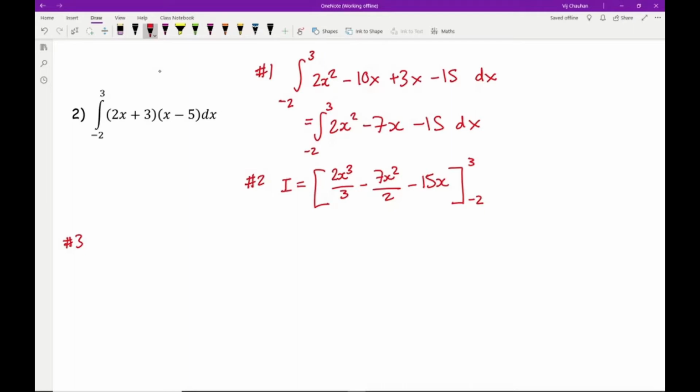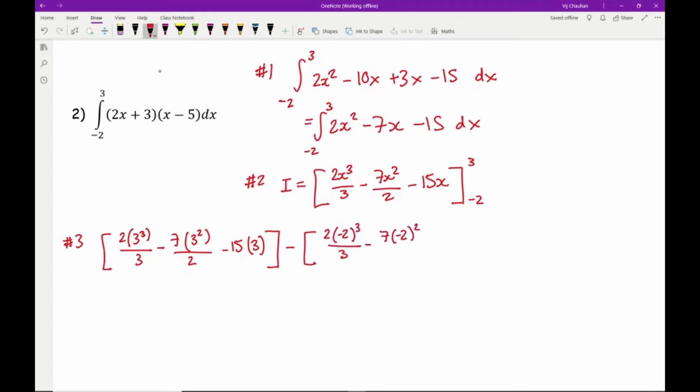Now from this, and again I would strongly recommend that you set your work out like I'm doing here. So I've got 2, and then I've got 3 cubed over 3 minus 7 3 squared over 2 minus 15 3, and then I'm going to close the square brackets, minus, open a new set of brackets, because now what I'm going to do is substitute minus 2 in there. So I've got 2 minus 2 cubed over 3 minus 7 minus 2 squared over 2 minus 15 minus 2, and close the square bracket.